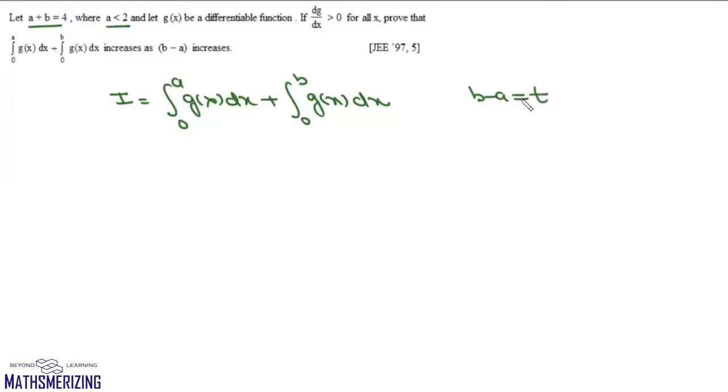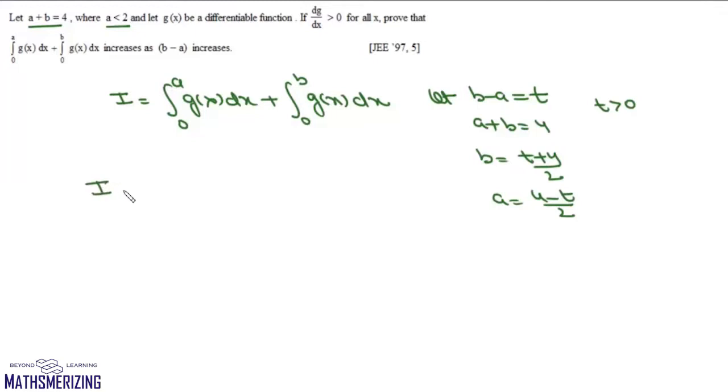Now what we'll do is we'll let b minus a as t. So we need to show that dI by dt is greater than 0. Now a plus b is 4 and b minus a is t. So if we add them, we can write b as 4 plus t by 2. And if we subtract, we can write a as 4 minus t by 2, where t is greater than 0. Now we'll write this integral I as this integral from 0 to 4 minus t by 2 g x dx plus this integral from 0 to 4 plus t by 2 g x dx.